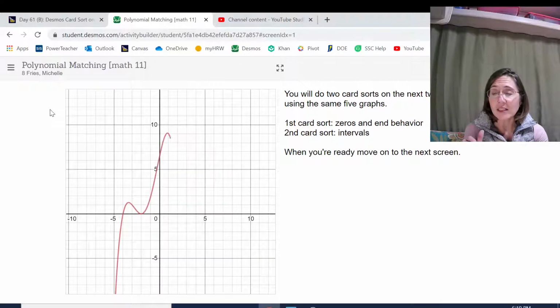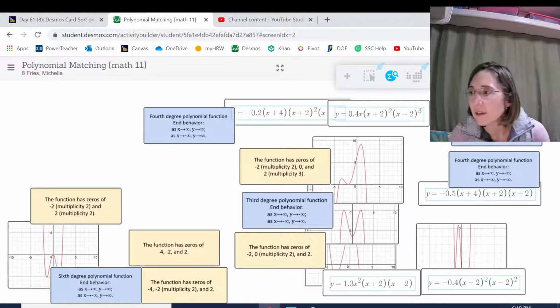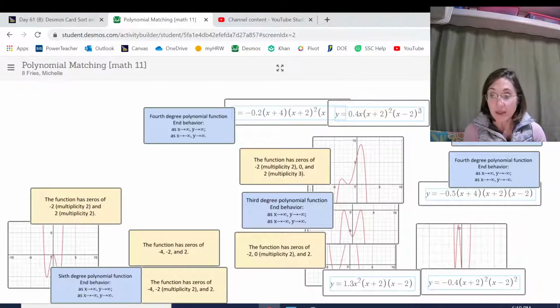So on this directions page that comes up, it says that you're going to do 2 card sorts. You're not. You're only going to do the first one. So there are only 4 slides there. You're only going to do the second slide. So let me go over so you can see what that will look like. So here's the slide when you first pull it up. Let's hide that. There. So it's got lots of cards on here, and these are movable.